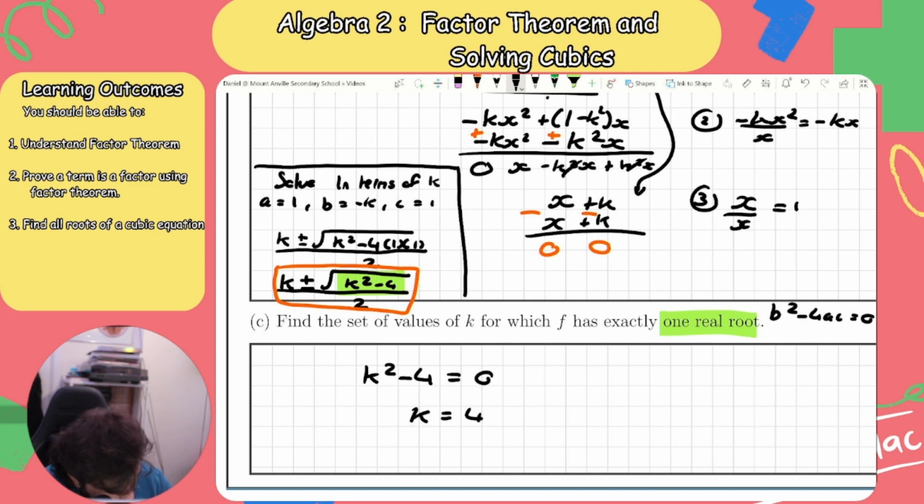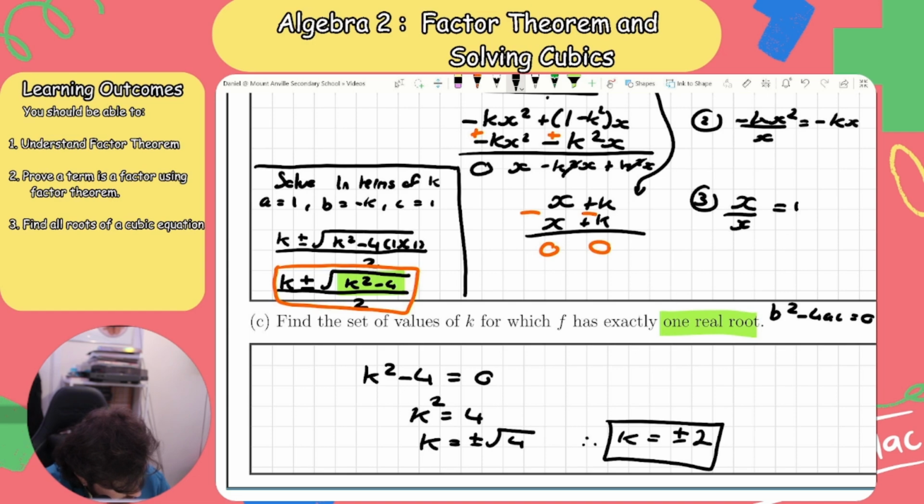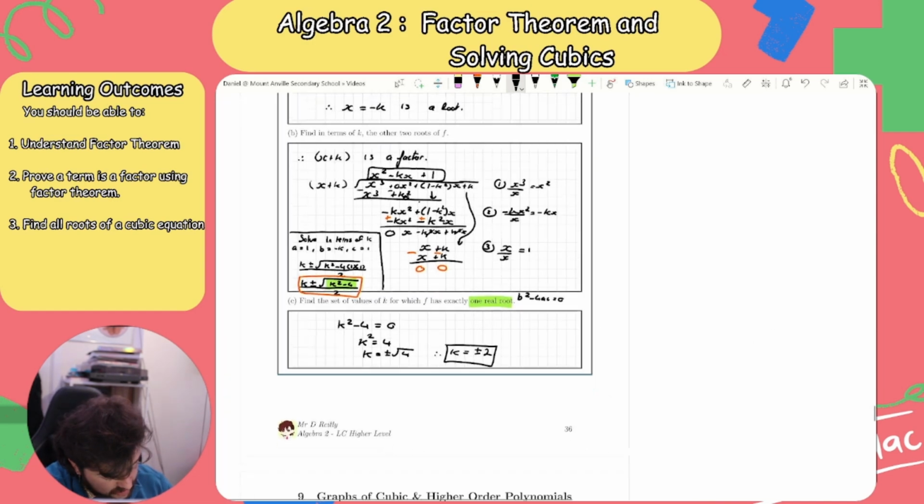So k squared is equal to 4. k is going to equal plus or minus the square root of 4. k is going to equal plus or minus 2. And that is my set of values there. So k can be plus 2 or k can be minus 2.